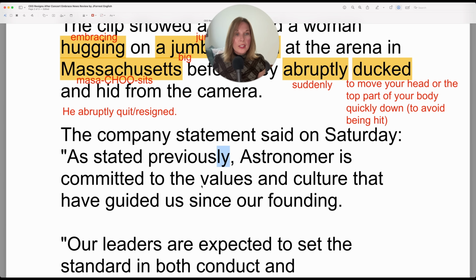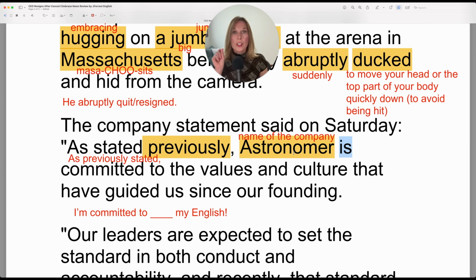As stated previously, astronomer, which we now know is the name of the company. So we know that based on the context, the company that these people worked for. Astronomer is committed to the values and culture that have guided us since our founding. Our founding means since the company started. Now let's look at this sentence structure. Astronomer, the name of the company, astronomer is committed to the values and culture. So this is the noun, a noun, committed to something, what, the values and culture.